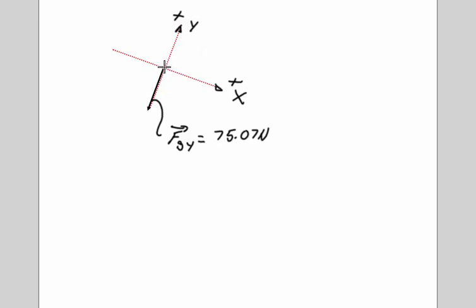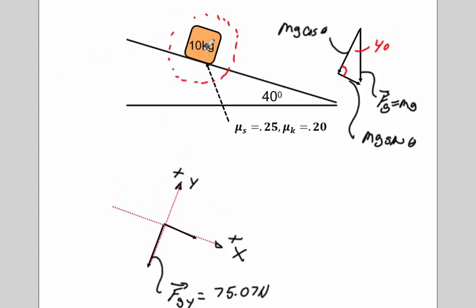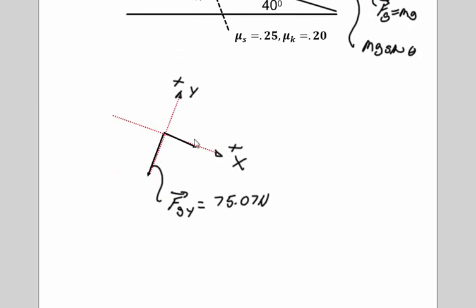Now I come down to here. I'm going to draw the one that's parallel. It's coming down. Again, this is mg sine theta, or in this case, 10 kilograms times 9.8 meters per second squared times the sine of 40 degrees. I'll straighten it up just a little bit. It's parallel to that. So that value there will be 62.99 newtons here.